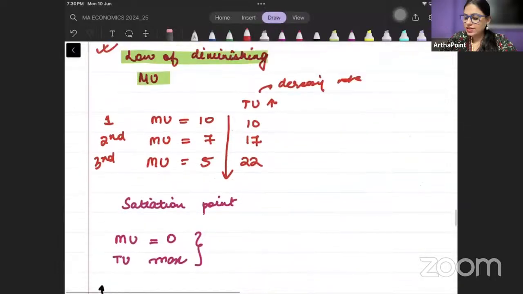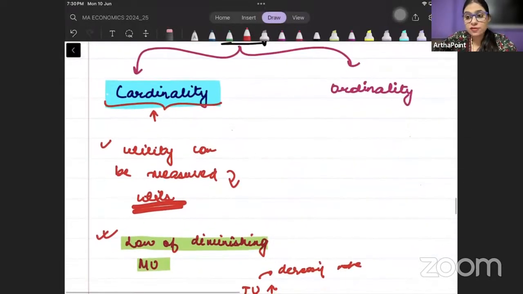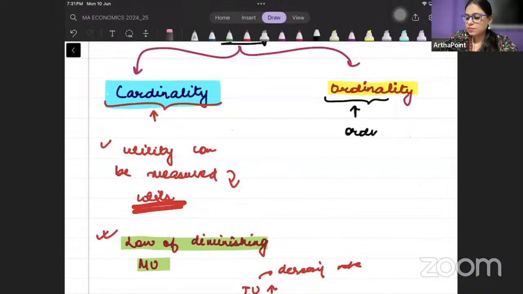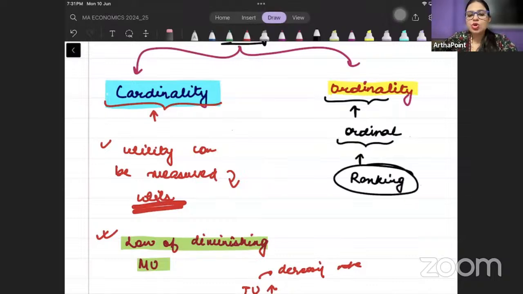Now let us talk about ordinality. This is what we want to deal with. Ordinality basically comes from the word ordinal. Ordinal means ranking. So ordinality simply negates the concept of cardinality. It says we are not concerned with measuring utility. It cannot be measured. Rather, we would like to understand which bundle is better.